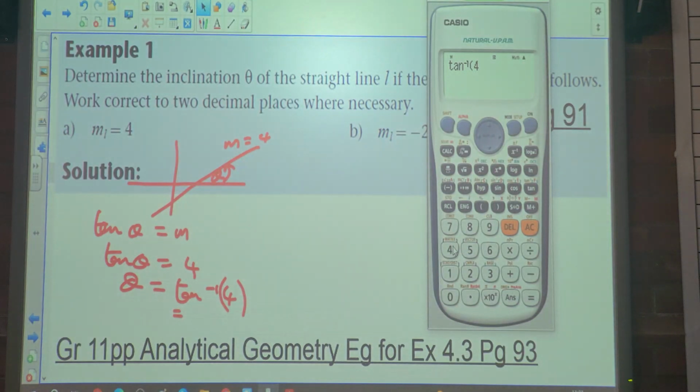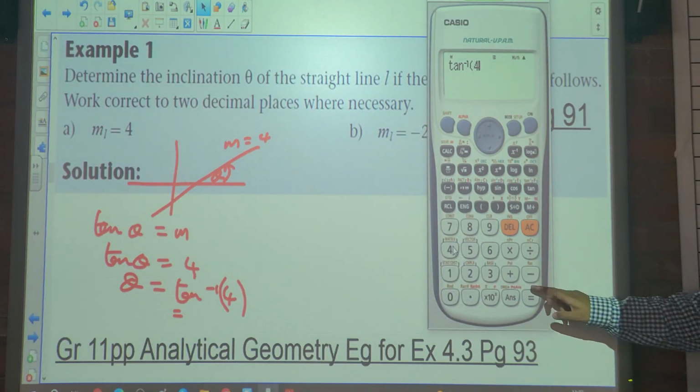It's nice that your bag is only opening now. I like it. Well, let's get your book. Okay, now we're waiting for you. What is inverse tan of 4, my girl? Sorry?